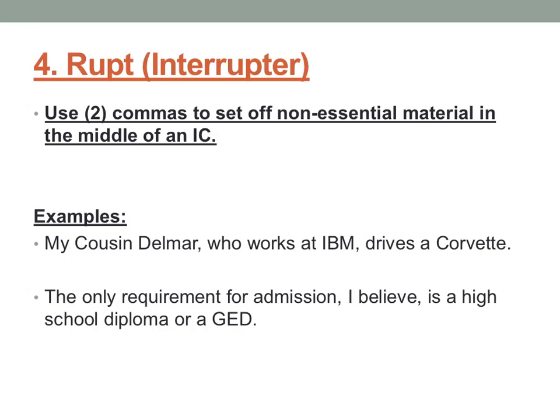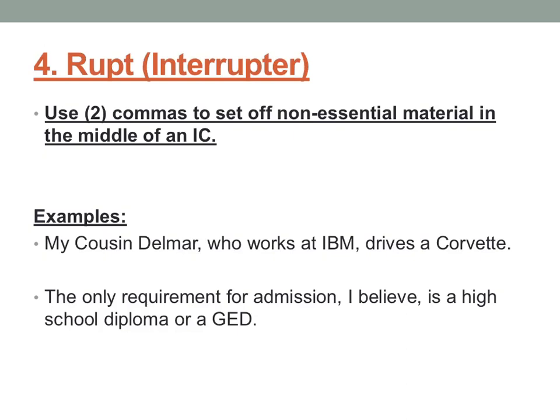So an interrupter is another comma rule. It comes across like it's a very easy rule to understand, but it's also a difficult one. So you basically use 2 commas to set off non-essential material in the middle of an IC. Non-essential is the real key here.